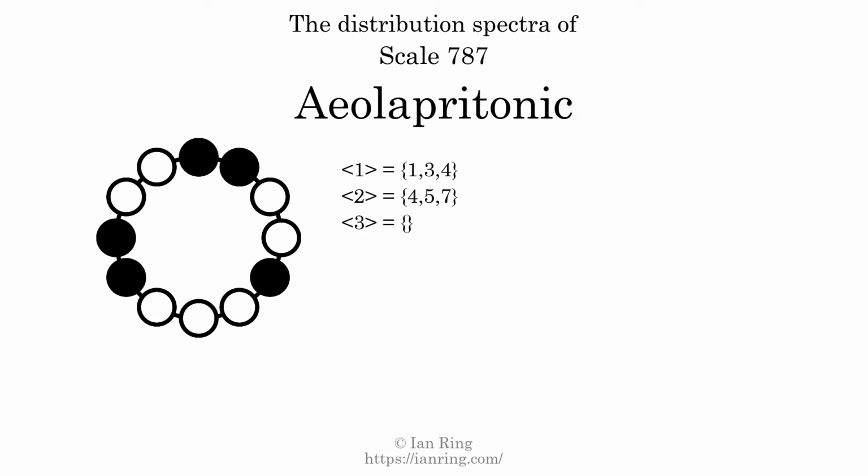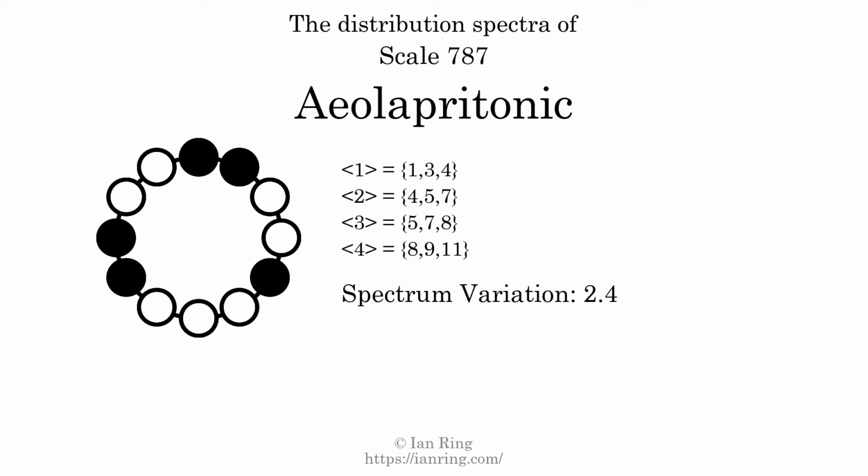The generic interval of 3 scale steps comes in 3 different specific interval sizes: 5 semitones, 7 semitones, and 8 semitones. The spectrum width of this generic interval is 3. And finally, the generic interval of 4 scale steps comes in 3 different specific interval sizes: 8 semitones, 9 semitones, and 11 semitones. The spectrum width of this generic interval is 3.